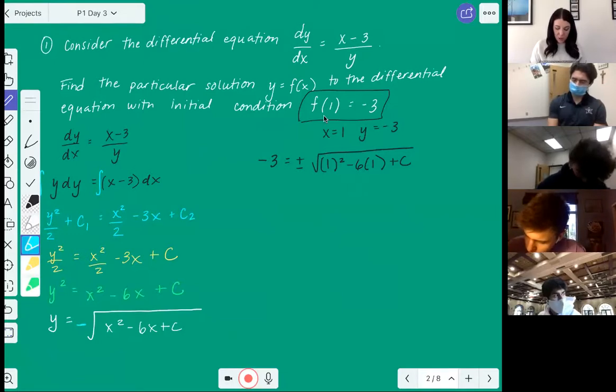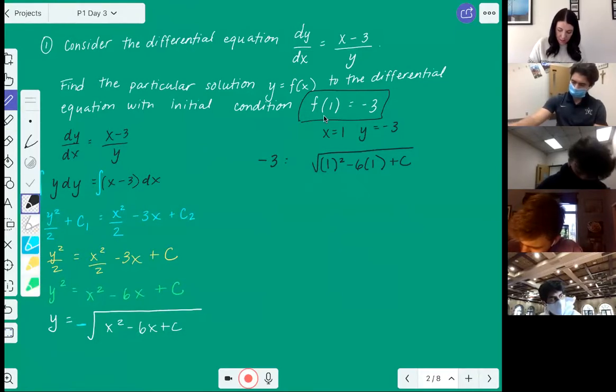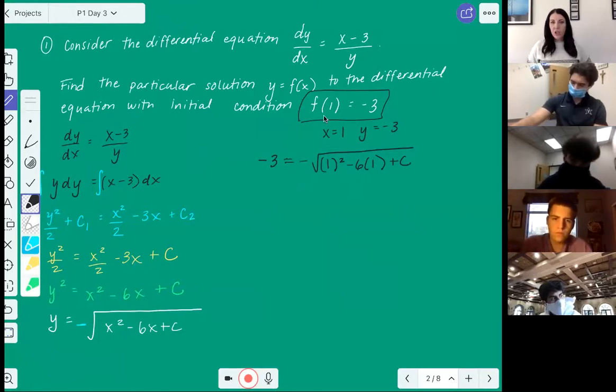And that will also be true on the equation we just did. So I'm going to get rid of the plus and the minus and just keep the minus. Are there questions on this so far?